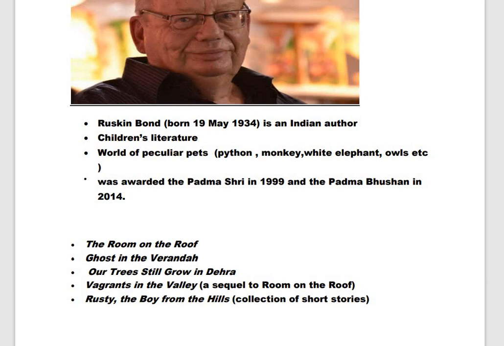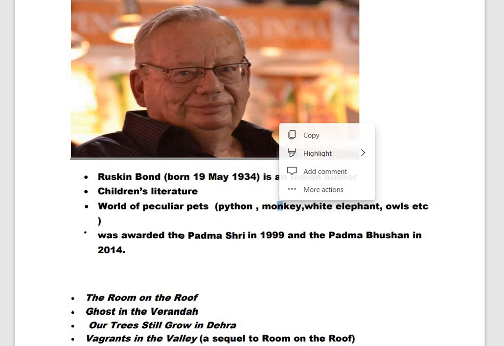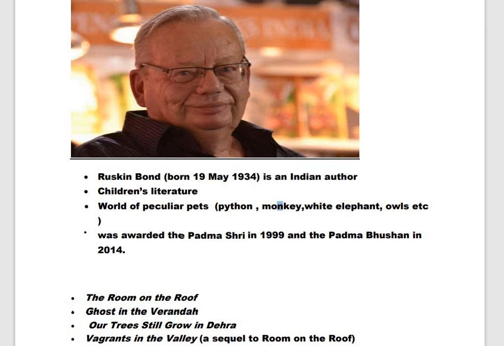When it comes to peculiar pets, Ruskin Bond is the one who has written about them. In his stories we find peculiar pets like the python and the monkey. You will find one story, Grandfather and the Python, then the monkey story whose name is Tutu, and the white elephant. That white elephant came from the forest and was captured by a king. Then that white elephant's mother, who was a blind elephant, the white elephant used to bring food for her.